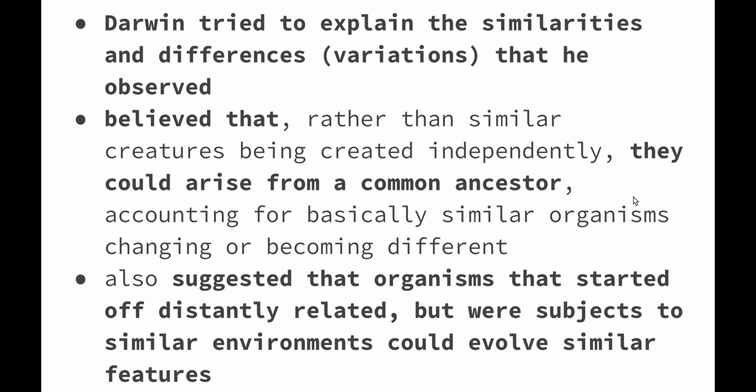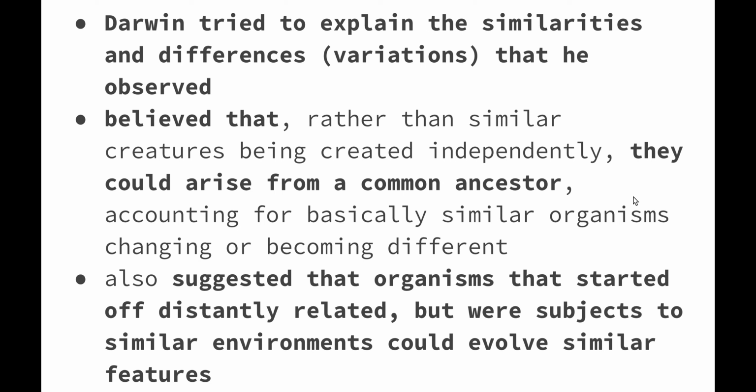He believed that rather than similar creatures being created independently, they could arise from a common ancestor, accounting for basically similar organisms changing or becoming different. He also suggested that organisms that started off distantly related but were subjected to similar environments could evolve similar features.